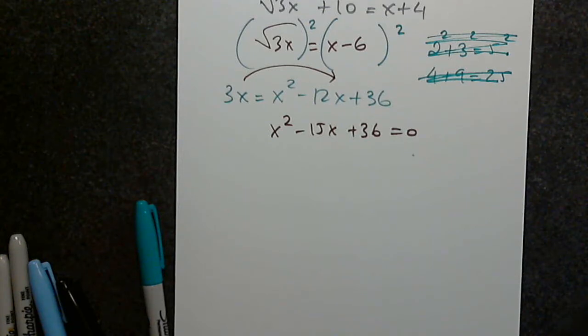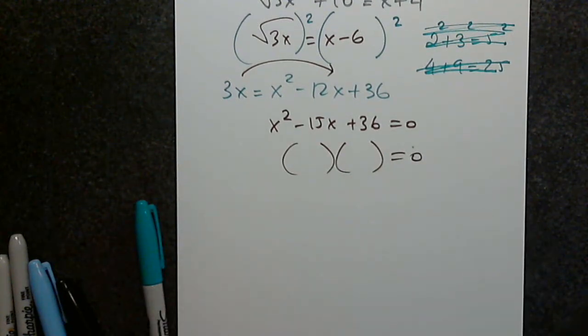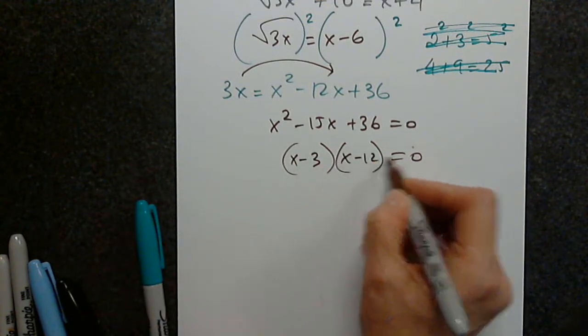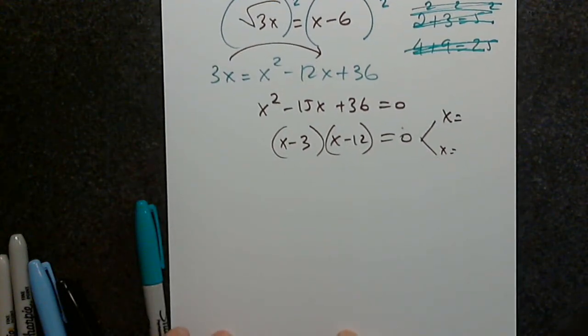Can I complete the square? Of course I can. Will I do it? Never, unless I'm forced to. Can I take the square root? No, it's not ready for that. So the question is, can I factor? If you say yes, let's factor it quickly. If you say no, we'll use the quadratic formula. X minus 3, x minus 12, and we get two options. And the options are?